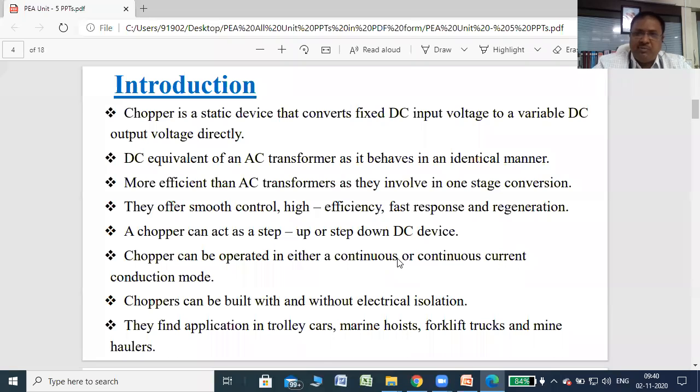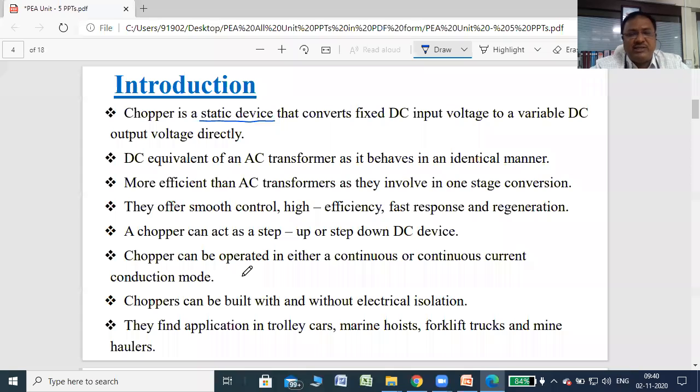Keep in mind, every time the chopper itself is called a device. So chopping device means your power devices, right? The component used in this circuit itself is called a chopper device, or a static device, or maybe a chopper itself. Okay. That converts fixed DC input voltage to variable DC output voltage directly.